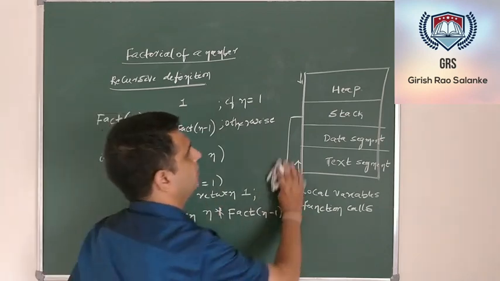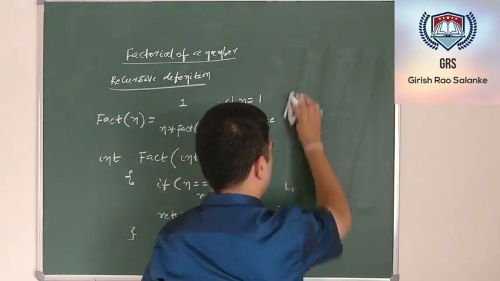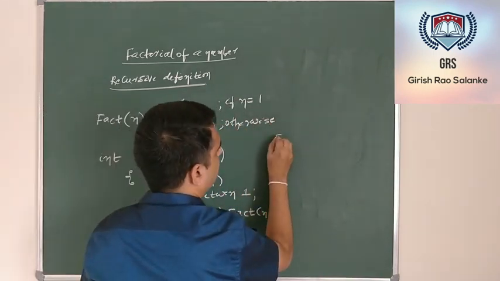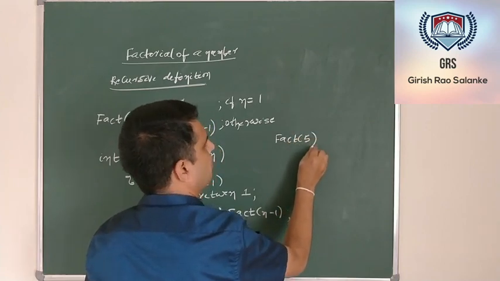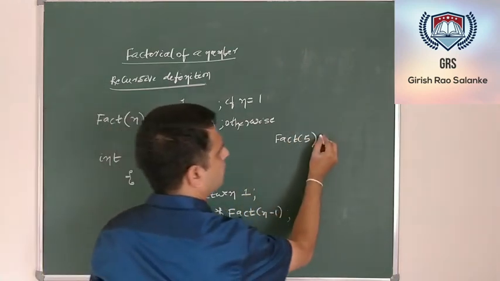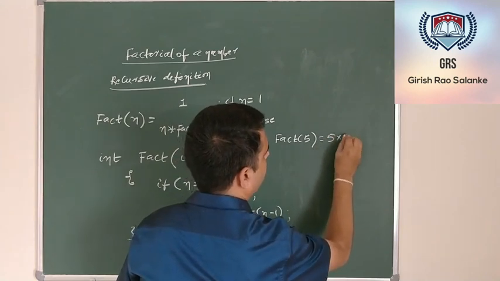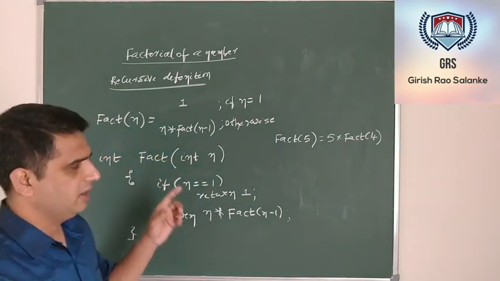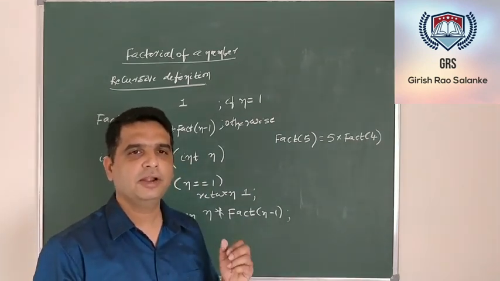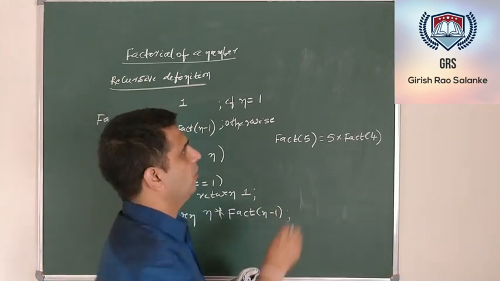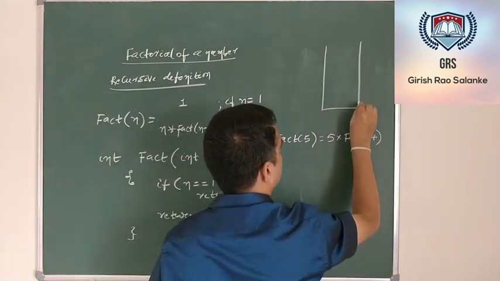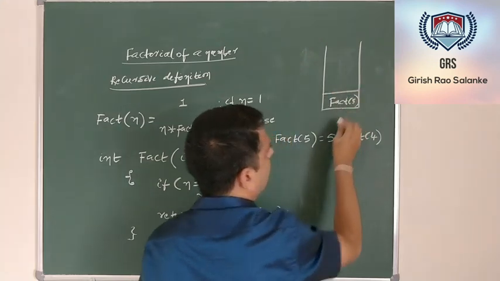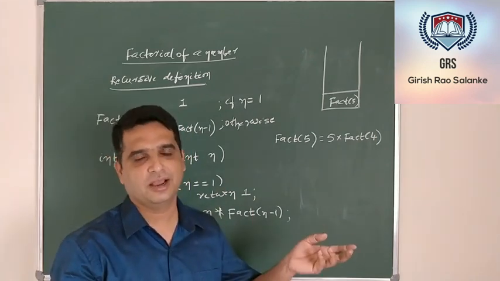Now, when I want to execute fact of 5, fact of 5 is expressed as 5 into fact of 4. Whenever fact of 5 is called for execution, it will be pushed onto the stack. If this is your stack region, fact of 5 will not be executed directly. In turn, it will be pushed onto the system stack.